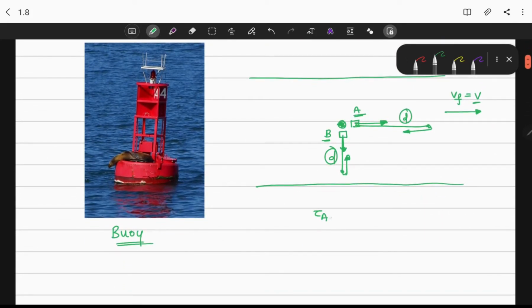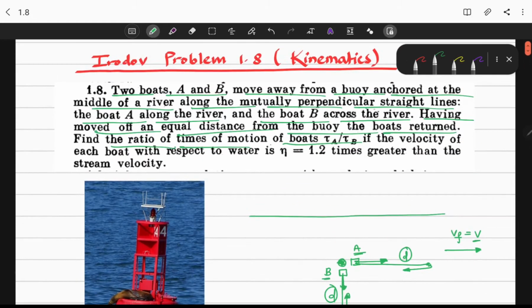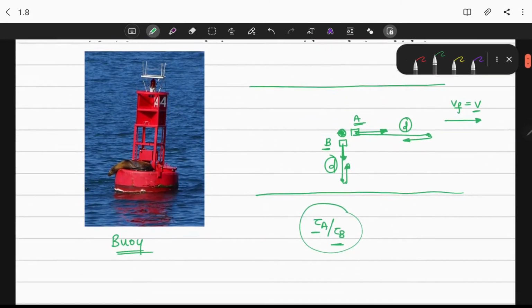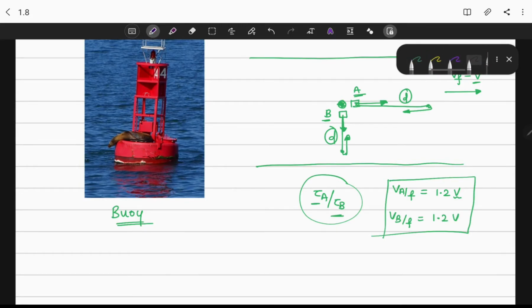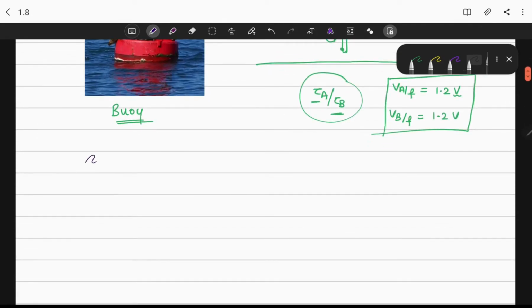It is asking us to find the ratio of the total time taken by boat A and boat B. It is given that the velocity of A with respect to the flow is 1.2 times V, where V is the flow velocity, and the velocity of B with respect to the flow is also 1.2 times V. So these data are given. Now let us analyze the motion of boat A first, then we'll move on to boat B.